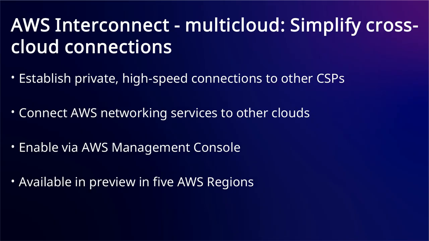The feature allows you to quickly connect AWS networking services like Transit Gateway and CloudWatch to other CSPs. You can enable interconnect, multi-cloud through the AWS Management Console, streamlining the process. Currently available in preview across 5 AWS regions, this feature simplifies multi-cloud networking and enhances interoperability between cloud platforms.